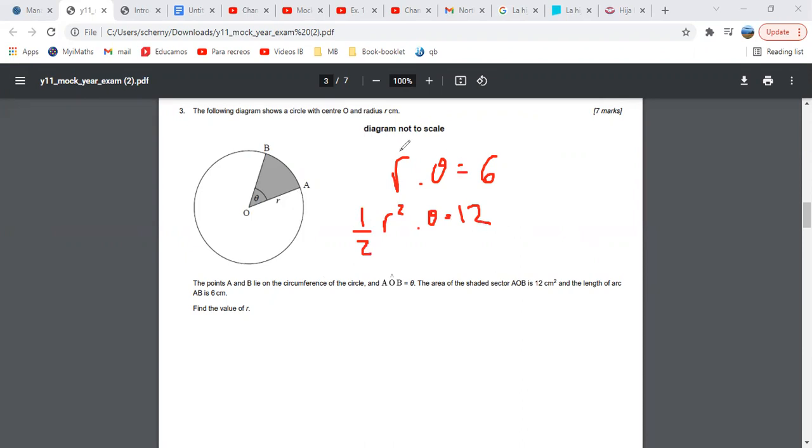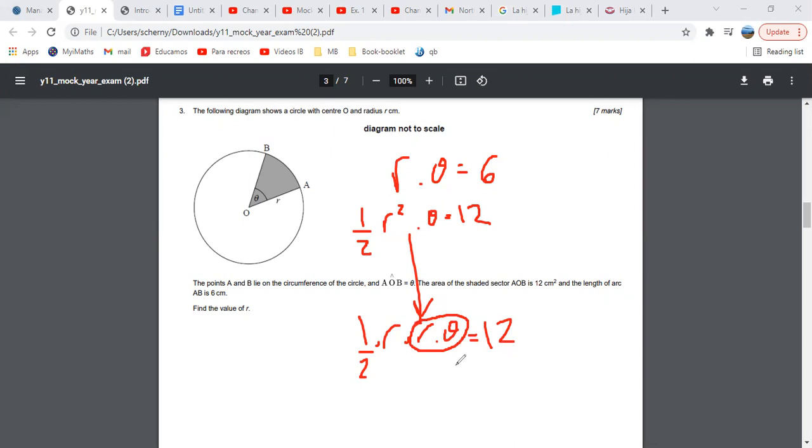Because if we know that R times theta is equal to 6, okay, then take a look at this. We can rewrite this and say, okay, this is equal to 1/2 times R times theta, right? Because R squared is the same as multiplying R twice with itself, right? So this 1/2 times R times theta is equal to 12 centimeters square, right? And we know that this is equal to 6, okay?